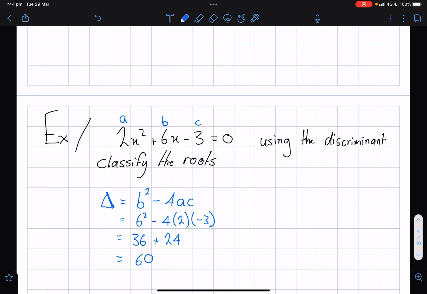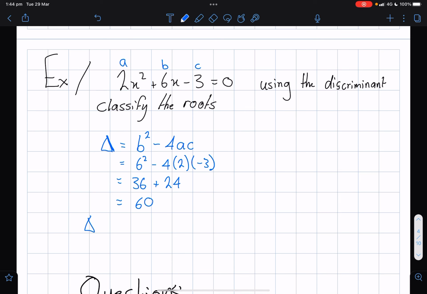All right, so because delta is greater than 0, we have two distinct real roots. Remember, if the discriminant is greater than 0, we have two distinct real roots. All right, so that's how we would classify the roots of a quadratic using just the discriminant.